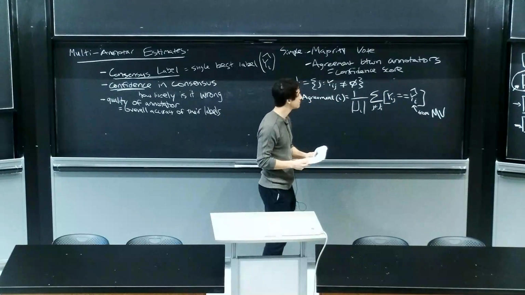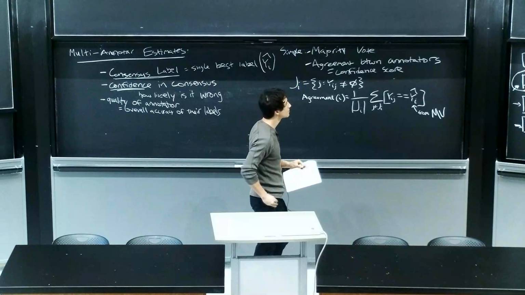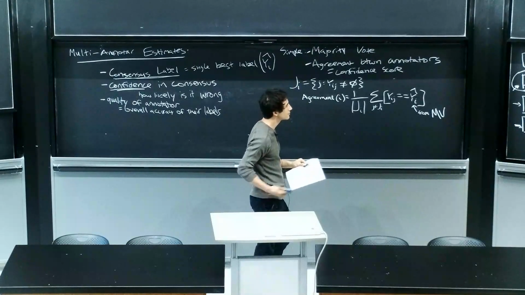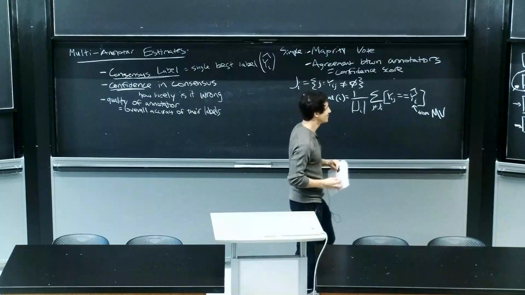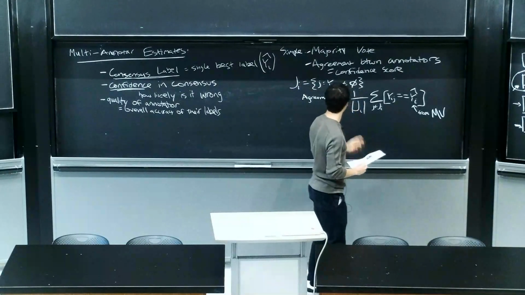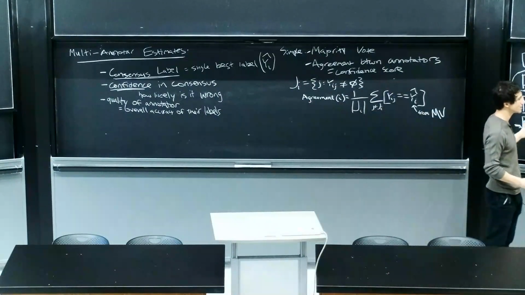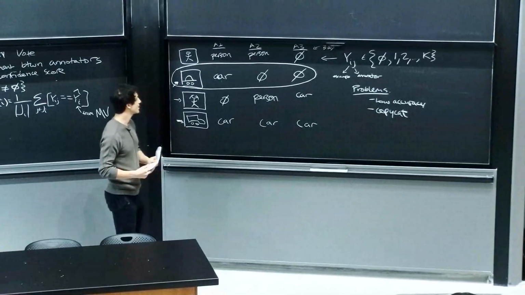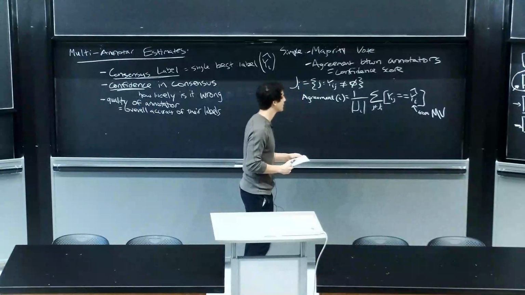Yes? Does this include the fact that our confidence should be lower when we have fewer labels? So that's a good question. No, it does not, right? It's not at all accounting for that. It's just looking at how much the people that did label this example disagree. And so that's exactly an issue with this approach, one of the many issues that I will get into.